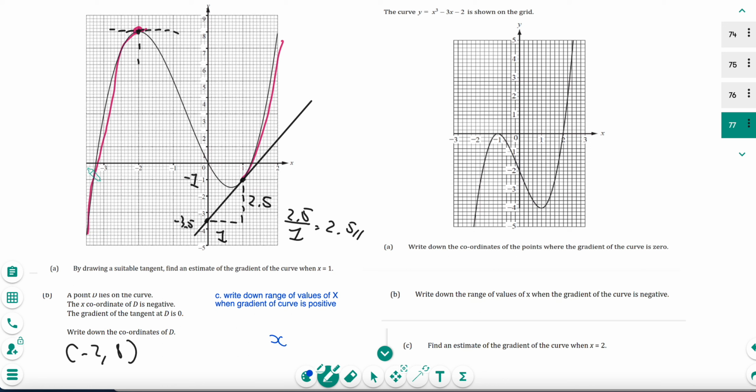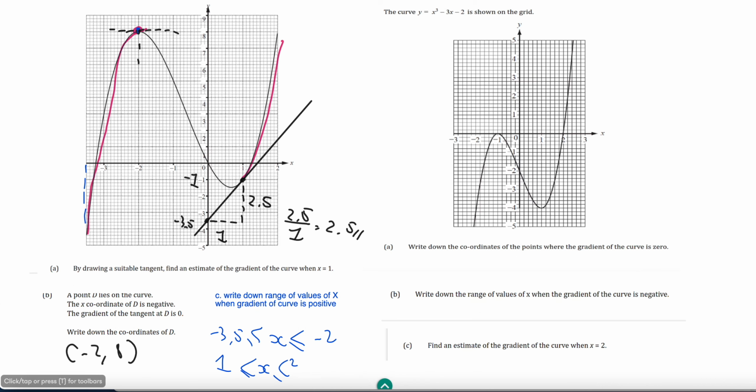x is bigger than negative 3.5, but less than or equal to negative 2. And for this section here, x is bigger than 1. It starts going up at 1, and it ends at 2. And that would be our answer for that section there. And you can do the rest of the questions by yourself.